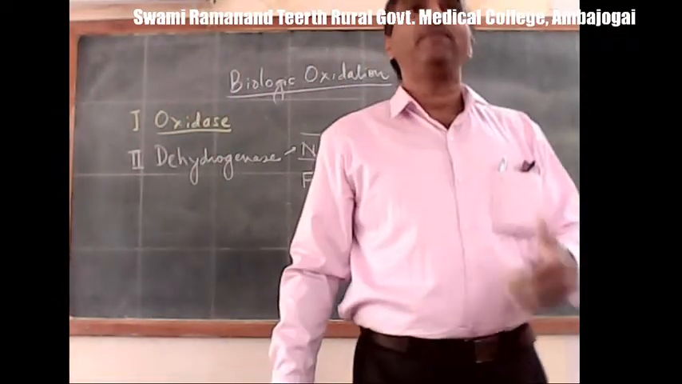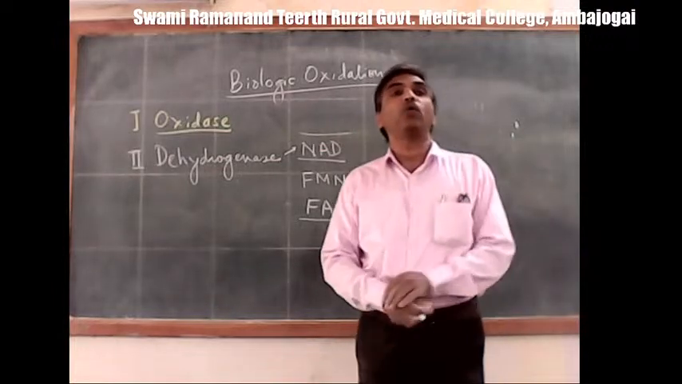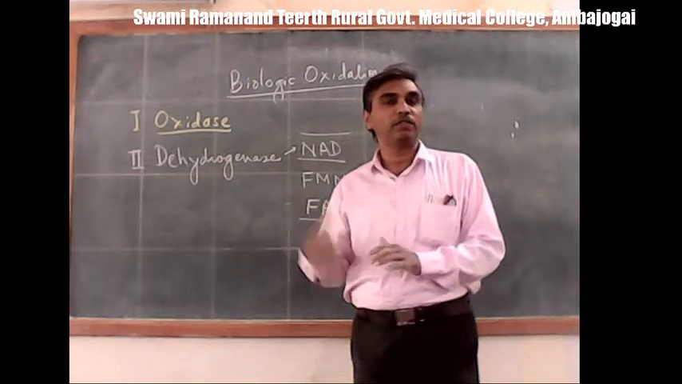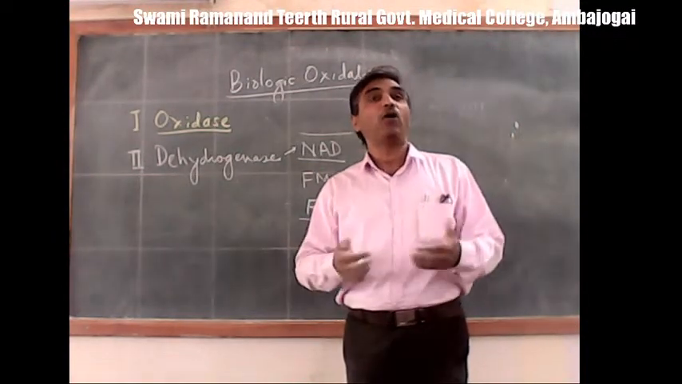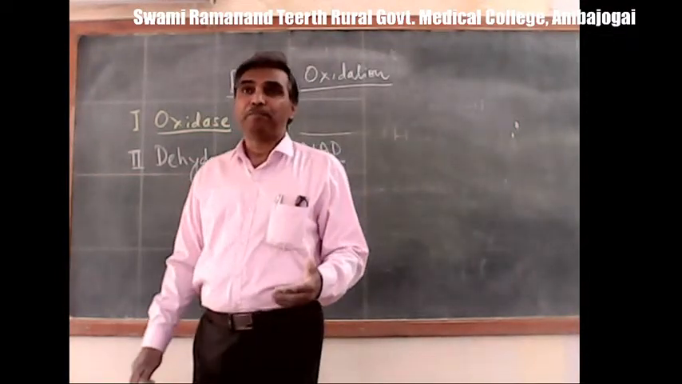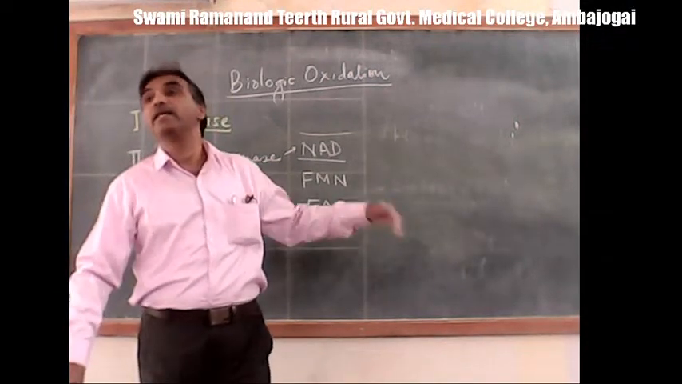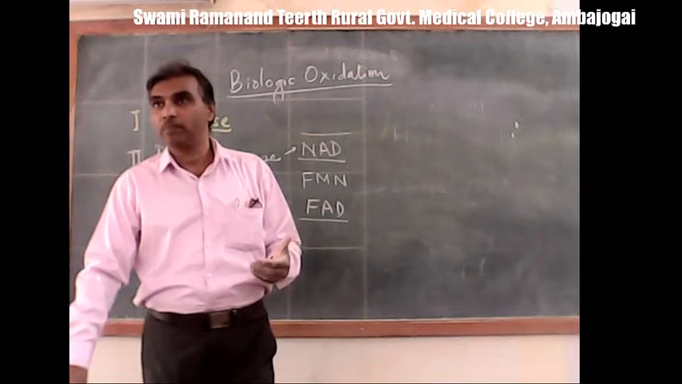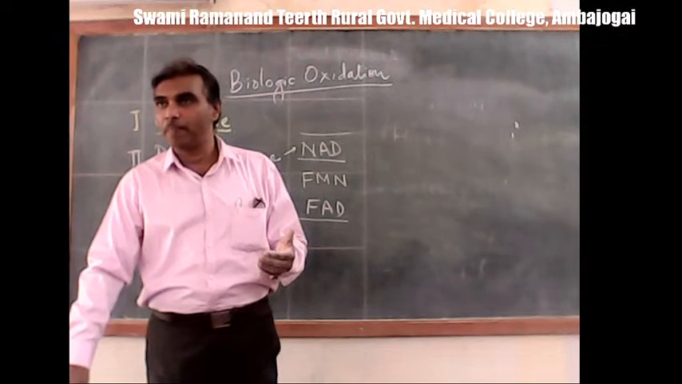Now you know FAD is used as a coenzyme in various reactions. We have already seen one. In case of beta oxidation, the first step of fatty acid oxidation depends on FAD. FAD is converted to FADH2 with the help of flavoproteins. Acyl-CoA dehydrogenase is the name of the enzyme.